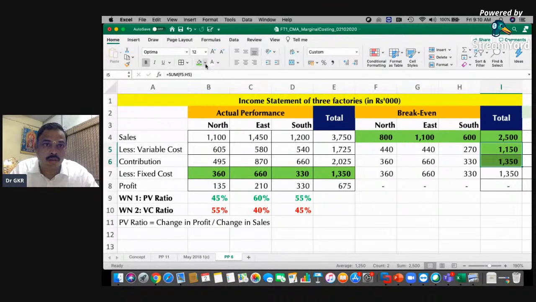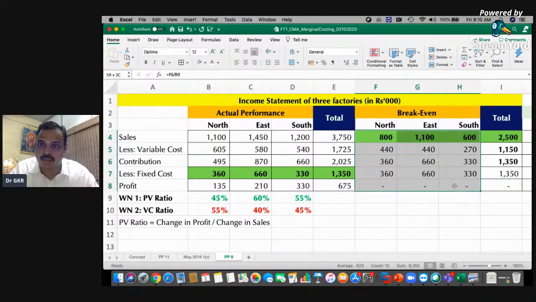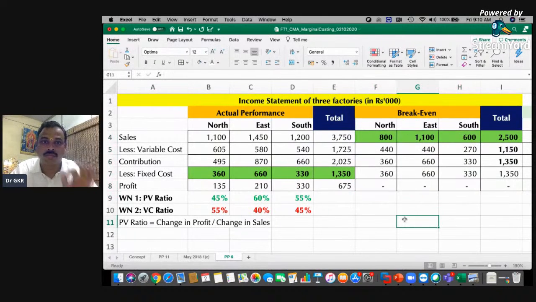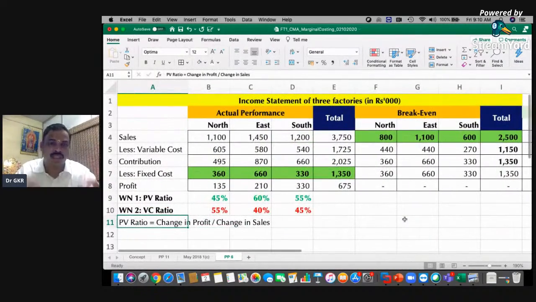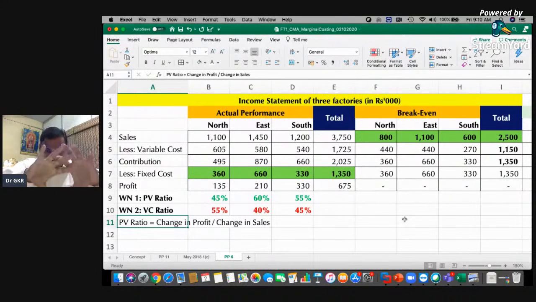So that's all. Okay, good. So this is your break even. That is your actual performance. And this is your budget. Everything is done within your income statement. Income statement should be the focus. Everything is only inside income statement only.